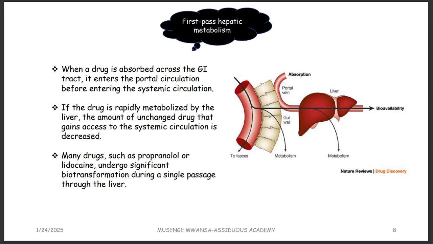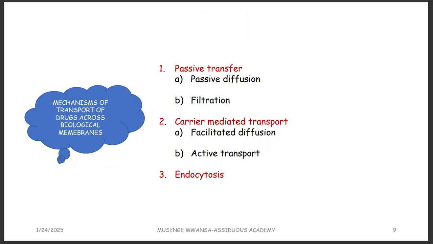A lot of drugs, for example propranolol and lidocaine, which is an anesthetic used to numb an area so that you can perform a surgery, will undergo significant biotransformation during a single passage through the liver. So once they go to the liver just once, nearly everything is broken down. So we're going to have little of it going to systemic circulation.